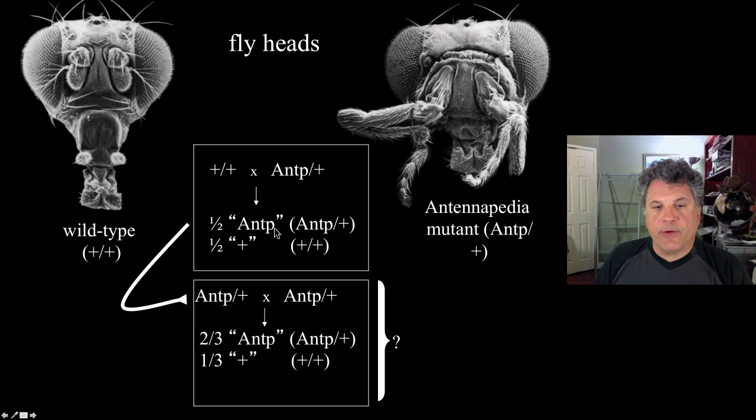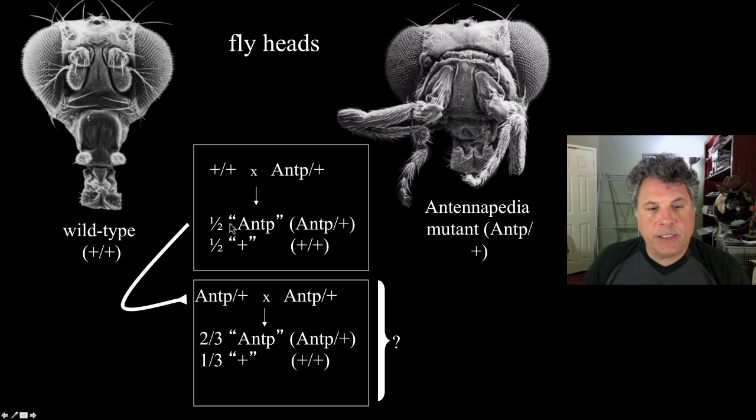And what was discovered was that when this cross was made between the mutant and wild-type fly, half the offspring had the Antennapedia phenotype, and half had the normal phenotype. And therefore it was assumed that the Antennapedia allele is dominant to the wild-type allele, and that the mutant fly that was discovered was heterozygous for the Antennapedia mutation. In this particular cross, we would get half Antennapedia wild-type heterozygotes, which would have the Antennapedia phenotype, and half wild-type homozygotes, which would have the wild-type phenotype.